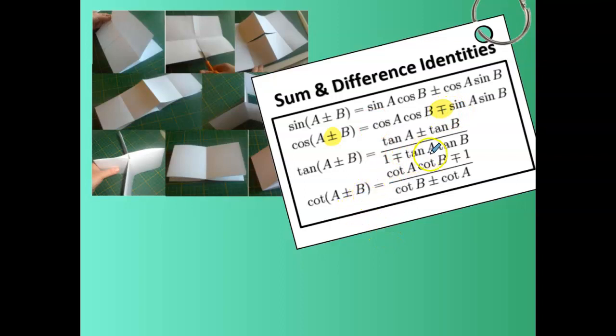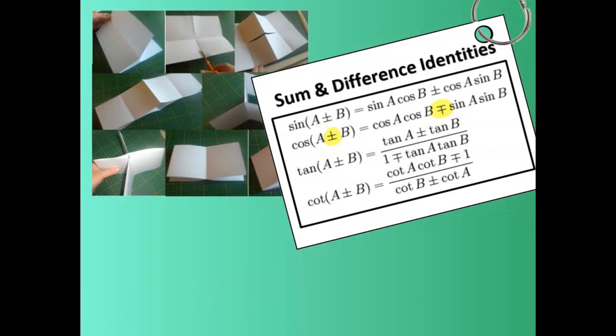So you'll see that same notation here in the tangent sum and difference identity. The tangent of the quantity a plus b is in the numerator a plus, but in the denominator a minus. Right? Same thing for cotangent of the quantity a plus or minus b.